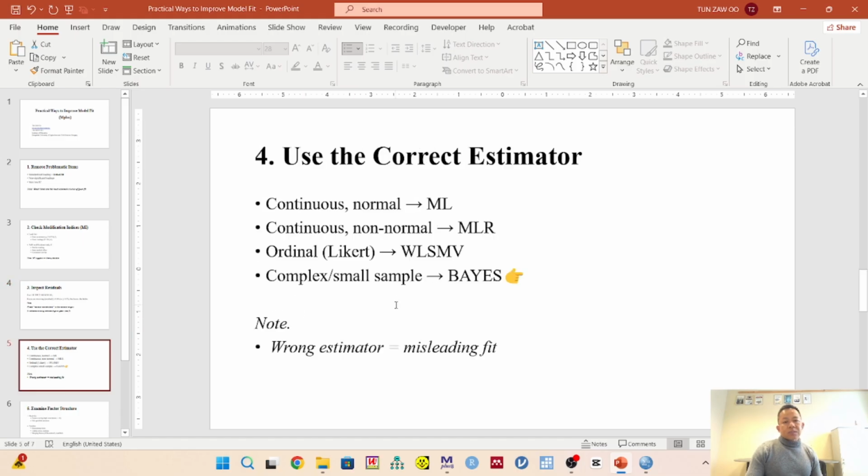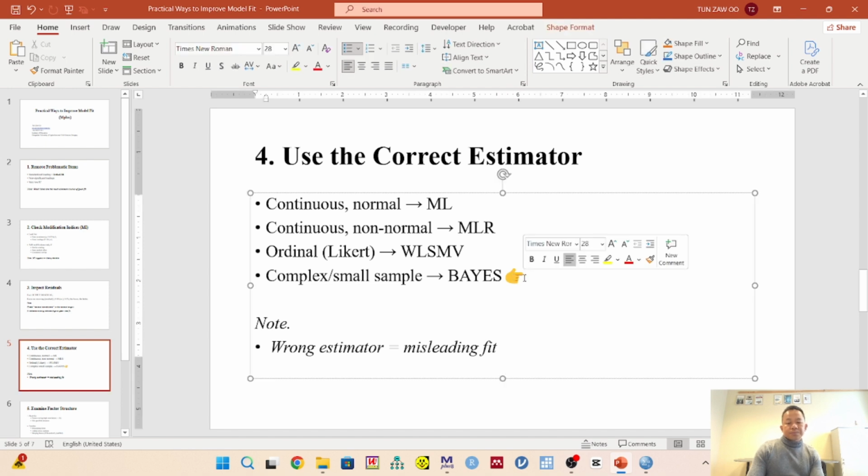The fourth one is the correct estimator. If our data are continuous and normally distributed, we use ML, maximum likelihood. If it is continuous but our data are not normal, we use maximum likelihood robust. And for ordinal scales, we use weighted least squares mean and variance adjusted. And there is also the Bayesian model, including complex and small-sample Bayesian models, but we rarely use this one. A wrong estimator gives misleading model fit. That's why we should take care.